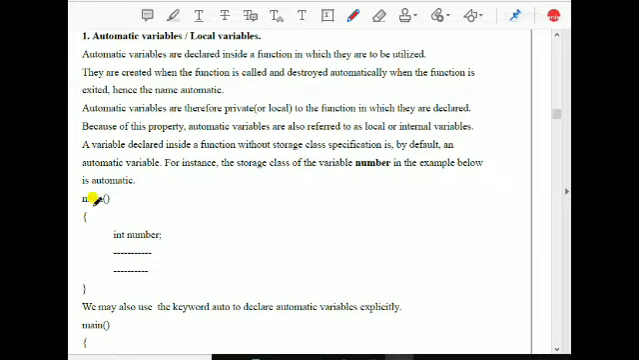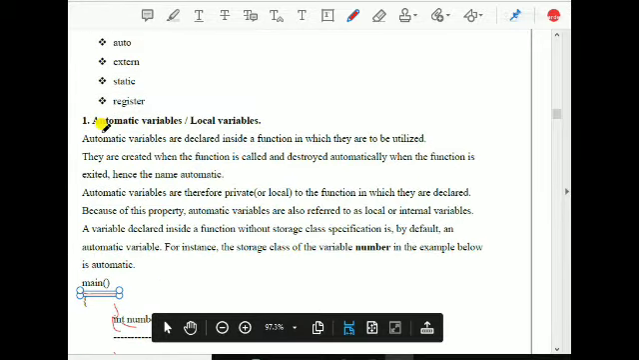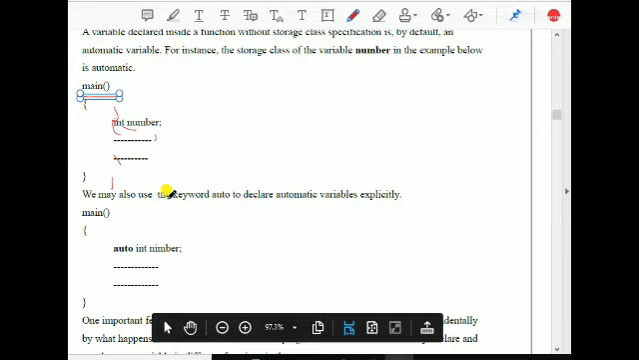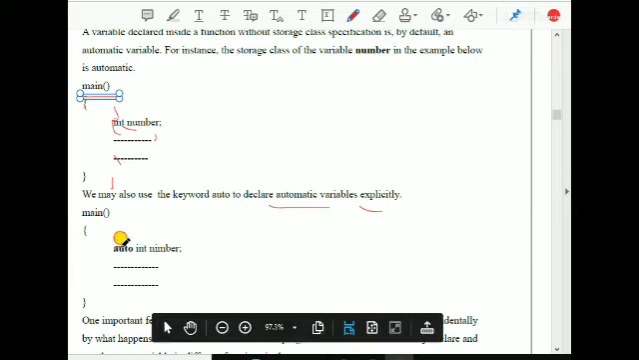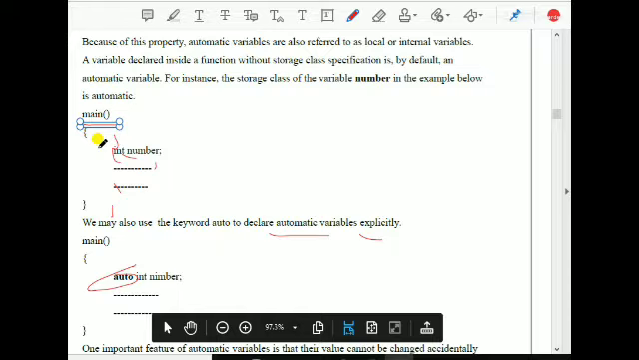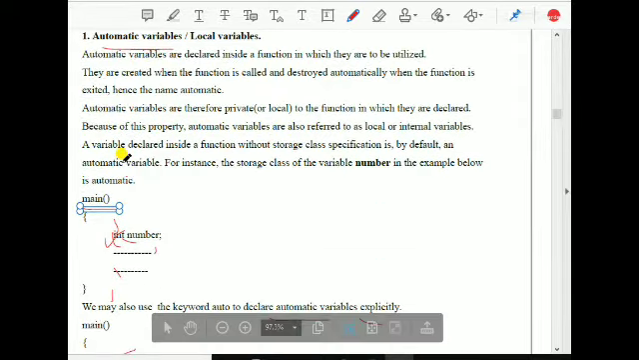See here, if you are creating a function like the main function, and inside the main function we declare some value like int number, then the variable will be declared automatically. We may also use the keyword auto to declare an automatic variable. If we want to show an automatic variable, we can directly write auto or leave it. If you don't write auto, the computer will declare it itself, and then it is called an automatic variable.